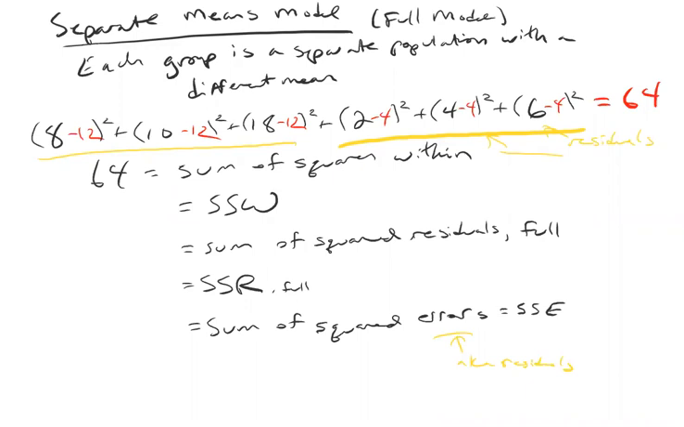Just like we related the sum of squares total to the overall sample variance, this quantity is also the numerator of something we've talked about before. What do you think that could be?